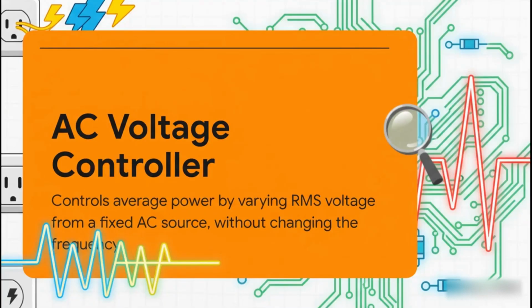Okay, here's the more formal definition. An AC voltage controller is basically a gatekeeper. It sits between a fixed AC source, like your standard wall outlet, and a load, and its job is to deliver a variable amount of power. It does this by changing the RMS, or the effective, voltage. Now, here's the really key point. The frequency stays exactly the same. If you've got 60 Hz coming in, you've got 60 Hz going out. We're just chopping up and reshaping the waveform, not changing its basic rhythm.